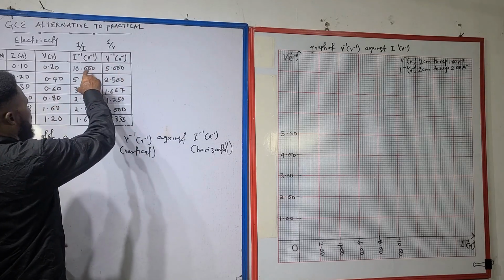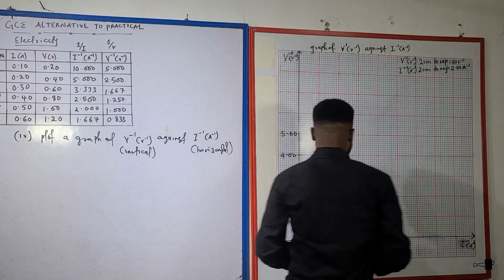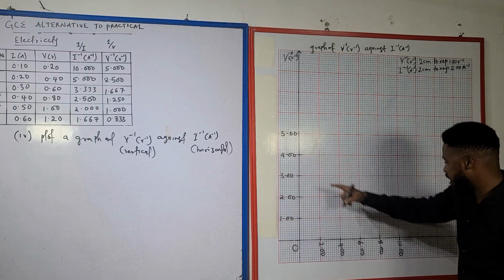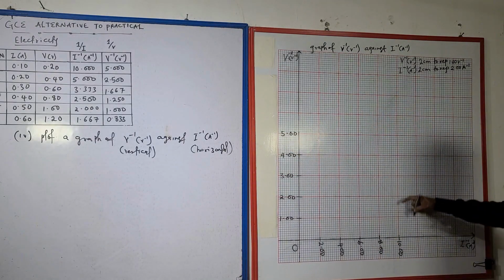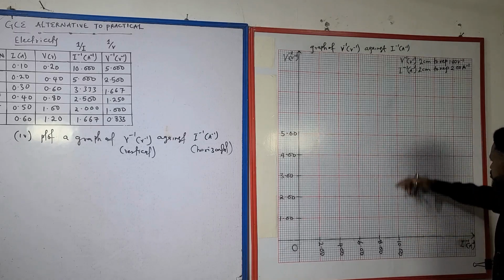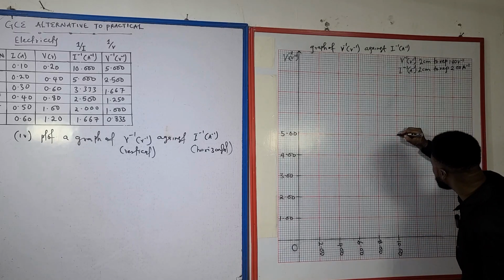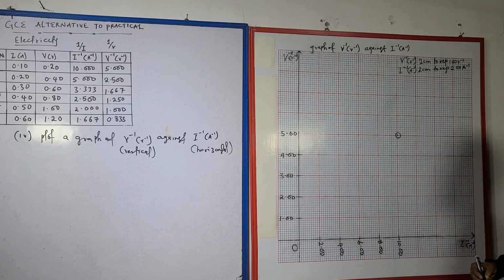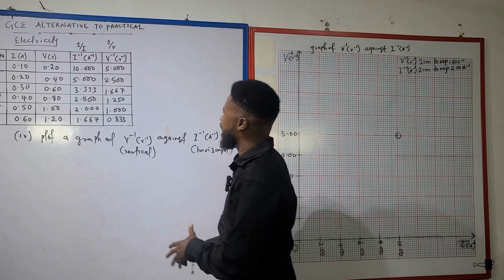When my voltage is 5, my current is 10. So when you look at it, when my voltage is 5, my current is 10. When you trace this and you trace this, they definitely meet here. They meet here. I'm going to get that out. Okay, what else do I have?